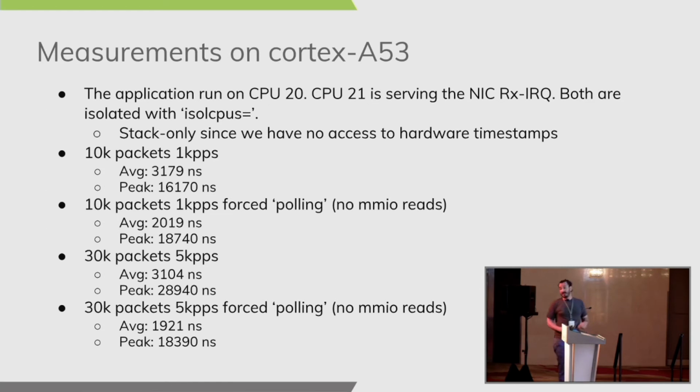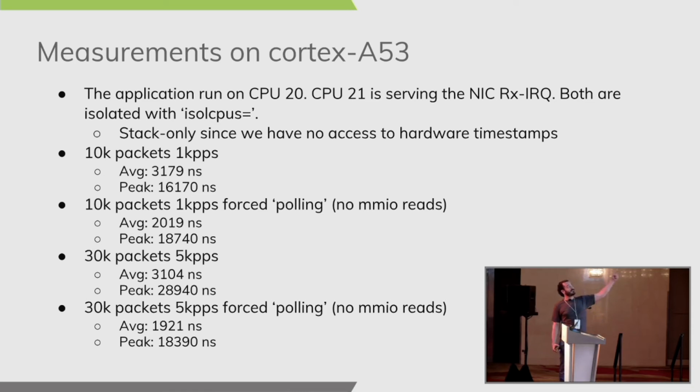So we did some initial tests on a Cortex-A53. Unfortunately, the hardware we did the tests on didn't have any timestamps, so we couldn't measure the full path delay that we mentioned. We could only measure the delay from the driver stack down to user space. We did two tests. The first one was 10,000 packets sent at 1,000 packets per second, and the second one was 30,000 packets sent at a rate of 5,000 packets per second.